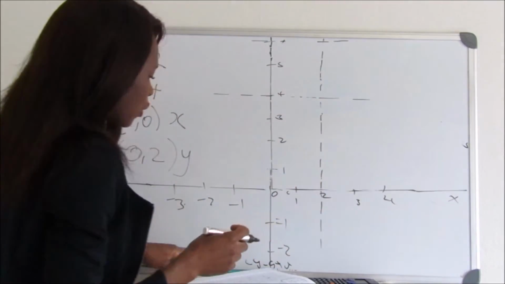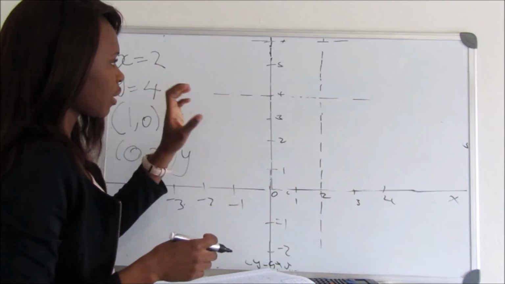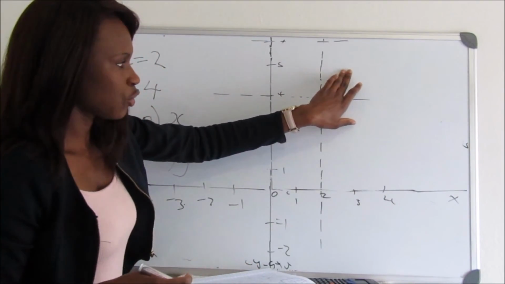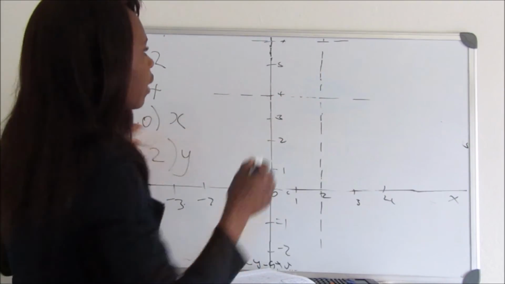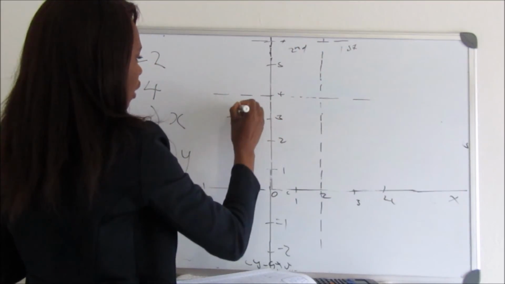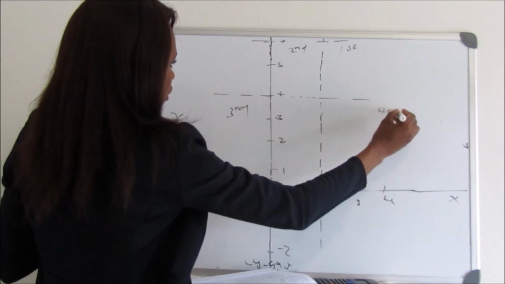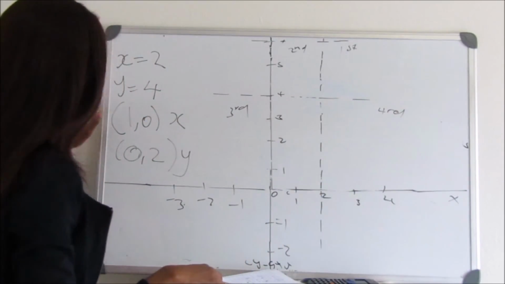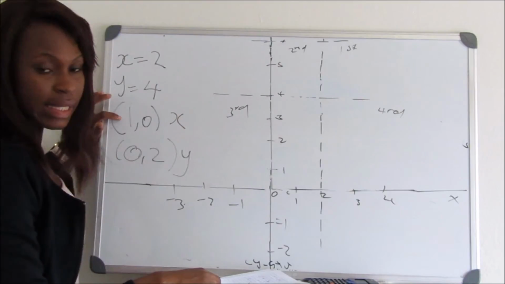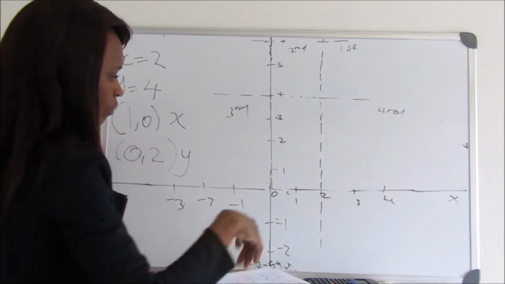Okay, now we know that our graph has to lie in the first and the third quadrant. It should lie here and there. That should be our graph out in the first and the third quadrant. This is the first quadrant, this is the second one, this is the third, and this one is the fourth quadrant.